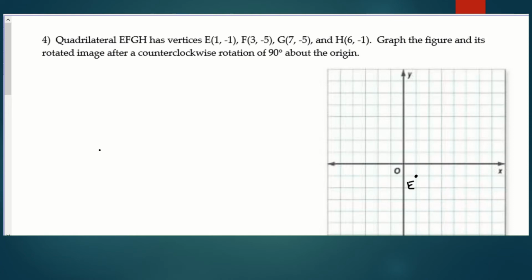Here's E. 1, 2, 3, 1, 2, 3, 4, 5 is F. 1, 2, 3, 4, 5, 6, 7. 1, 2, 3, 4, 5. Here's G. And 1, 2, 3, 4, 5, 6, negative 1. Here's H. All right. Yikes. Okay. Gotta work on my lines. All right.